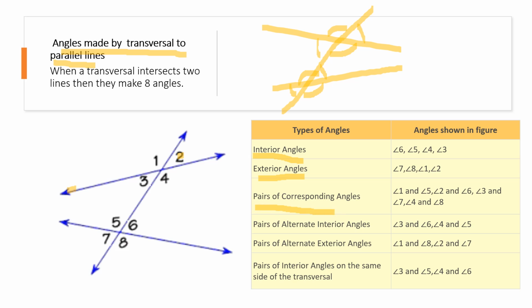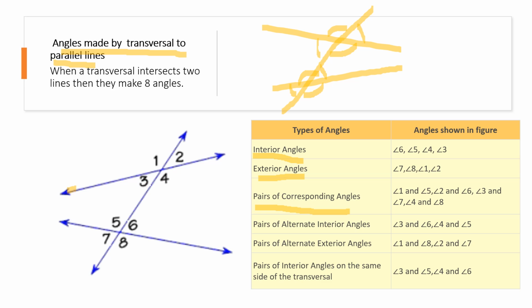Now, pairs of corresponding angles. 1 and 5, please look here, 1 and 5; 3 and 7; 2 and 6; 4 and 8. They are corresponding angles, meaning on the same side. Like one is interior and another is exterior, on the same side of the transversal line, they are called corresponding angles. Then you have alternate angles.